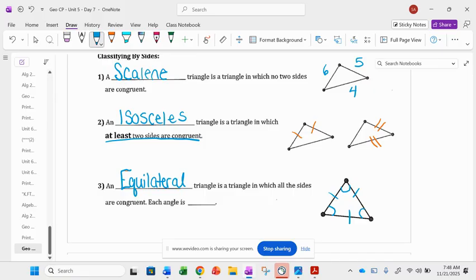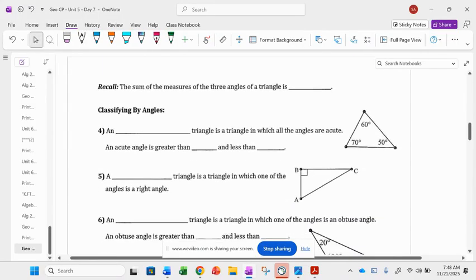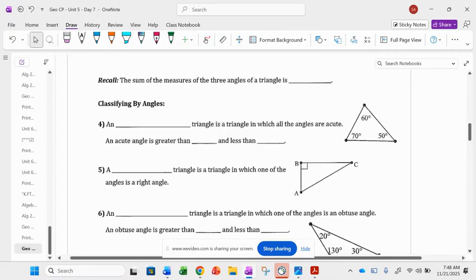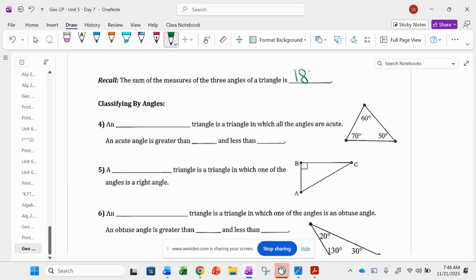So now if all these angles have to be congruent, but they also have to add up to 180, wouldn't we do 180 divided by 3 to get 60 degrees for each angle? So if a triangle is equilateral, it is also equiangular, and each angle is 60 degrees. And there we go. The sum of the measures of the three angles of a triangle is 180 degrees.